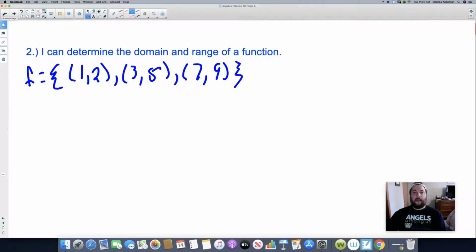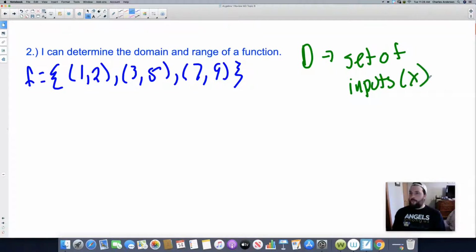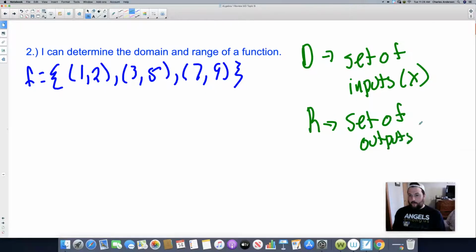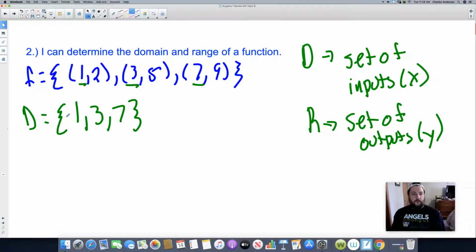Next topic is domain and range. A couple things to review: the domain is the set of inputs. You have to think of inputs as the x coordinates typically, and the range is the set of outputs, typically y. When it's listed in a set form like this, the domain is just the x coordinates: 1, 3, and 7. These curly brackets just mean that's a set of those numbers. And then for the range, it's the y coordinates: 2, 5, and 9.